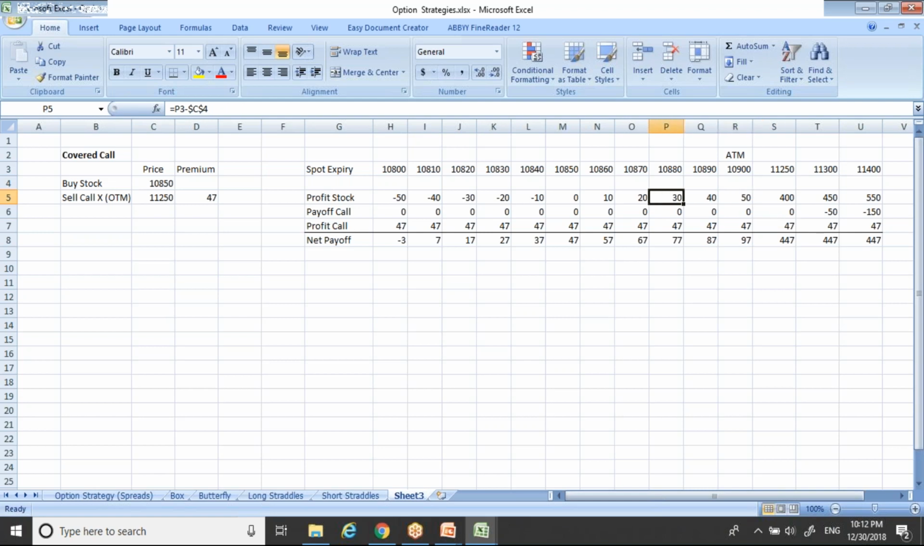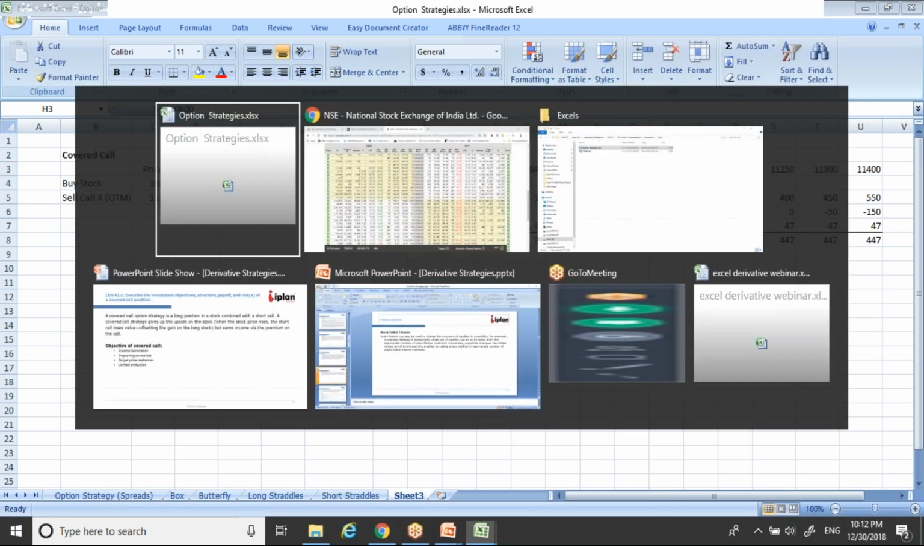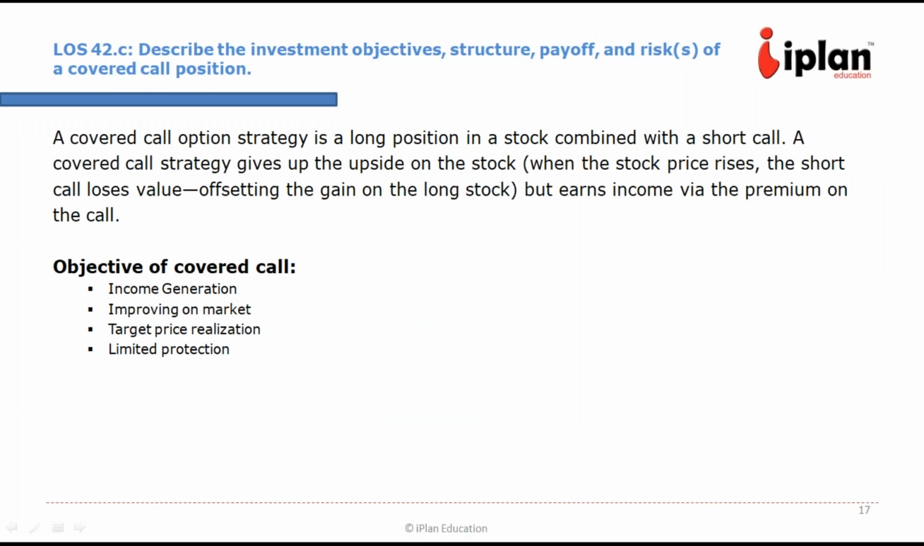So all these gains you will have, and it will give you limited protection also. It will give you protection till around 10,803, because you're receiving 47 rupees as a premium. So this is covered call. I think I have gone a little far in explaining covered call.